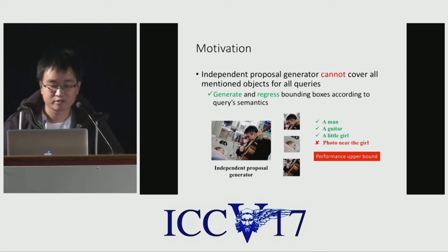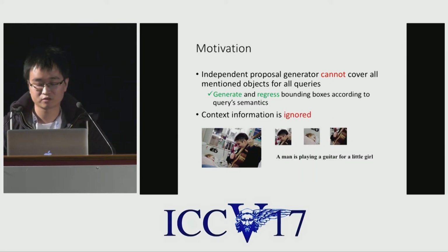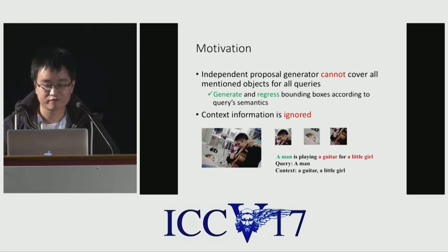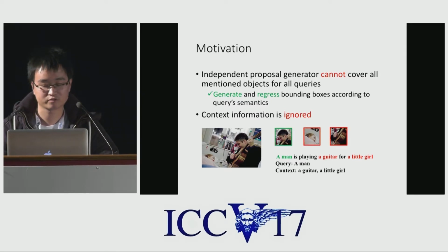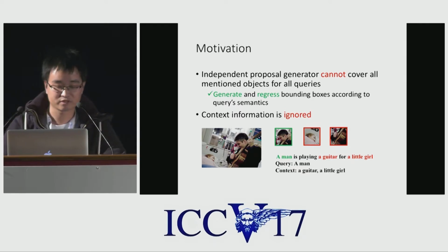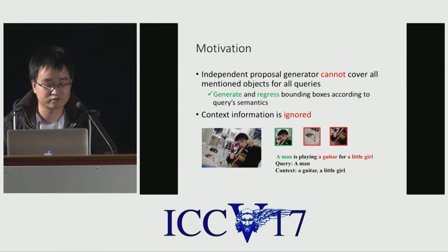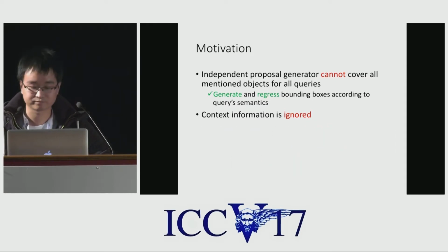And the second limitation is that the context information is ignored. For example, when the query is a man, a little girl or a guitar can be its context. When we find a proposal containing a little girl or guitar, we can easily filter out these proposals because it is not the proposal we want to find. So based on these findings, we propose the second motivation, which is to use the useful cues in the context information to filter out unrelated proposals.